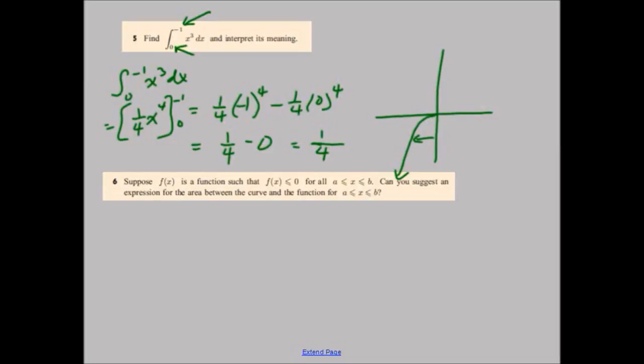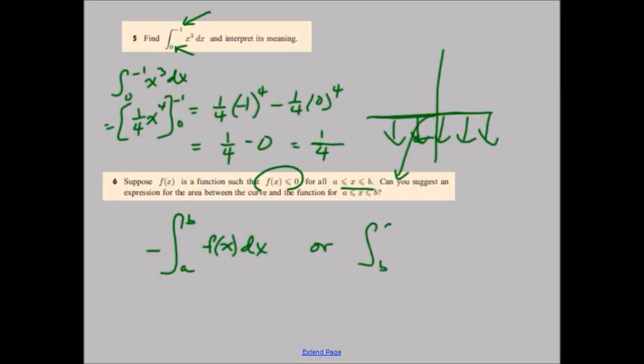Number 6, suppose all of that function is below 0. In other words, the whole function is below the x-axis, everything occurs below the x-axis, everywhere on the interval we're looking at, A to B. Can you suggest an expression for the area between the curve and the axis? That expression should be negative the integral from A to B of the function. Or we could say the integral from B to A. So both of those would be true.